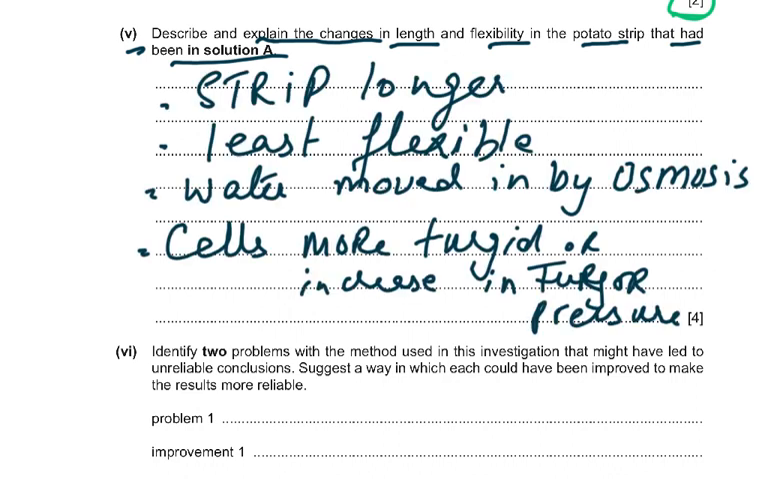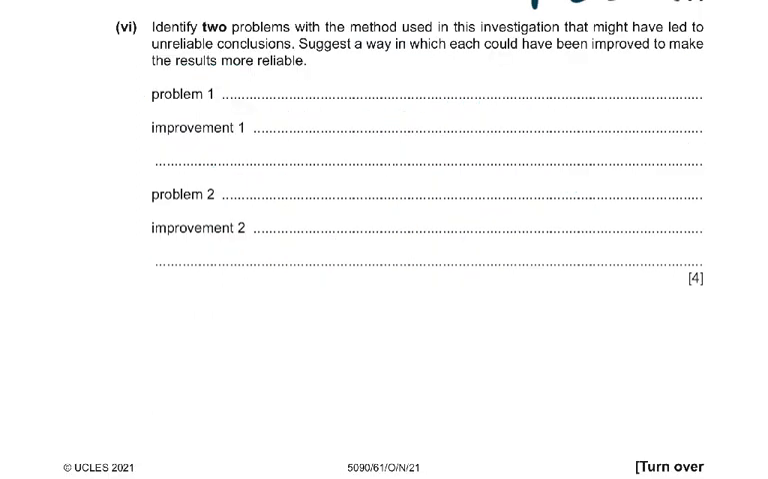So this is how we would have written it. Strips longer, least flexible, water moved in by osmosis, and cells more turgid or increase in turgor pressure. Now coming to part 5, it says identify 2 problems with the method used in this investigation that might have led to unreliable conclusions. Suggest a way in which it could have been improved to make the results more reliable.